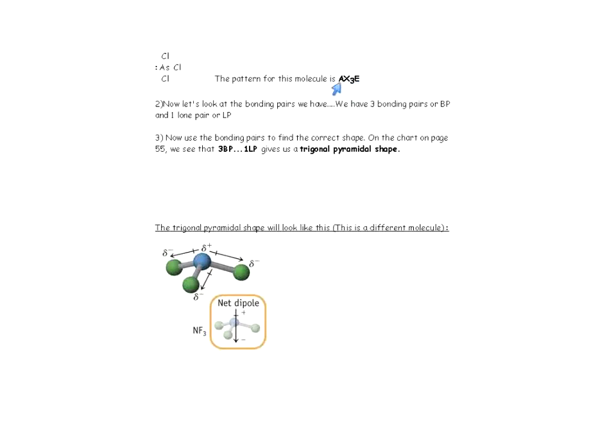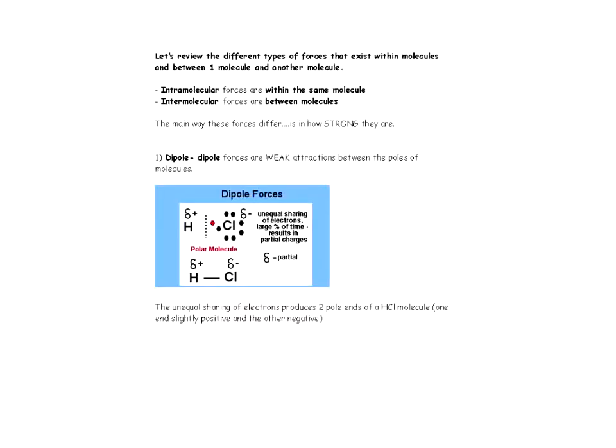Okay, so this is the type of thing we use to help us find what the shape is. Good stuff. That's the process of finding the shape from the chart. And here's what trigonal pyramidal actually looks like. This is NF3, so it's a different molecule than the one we were looking at.